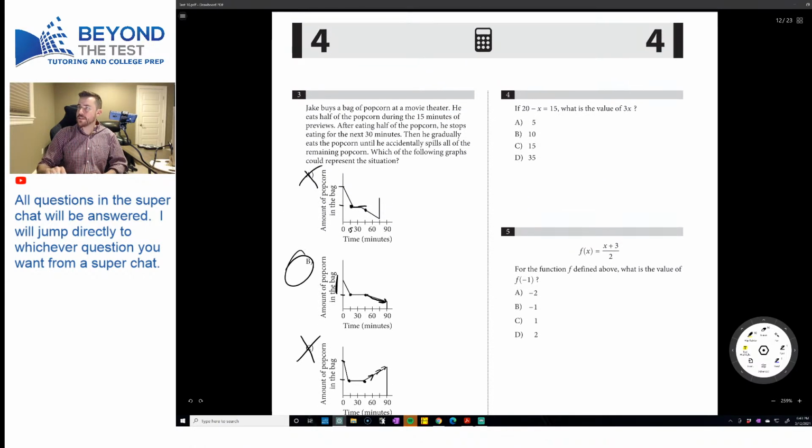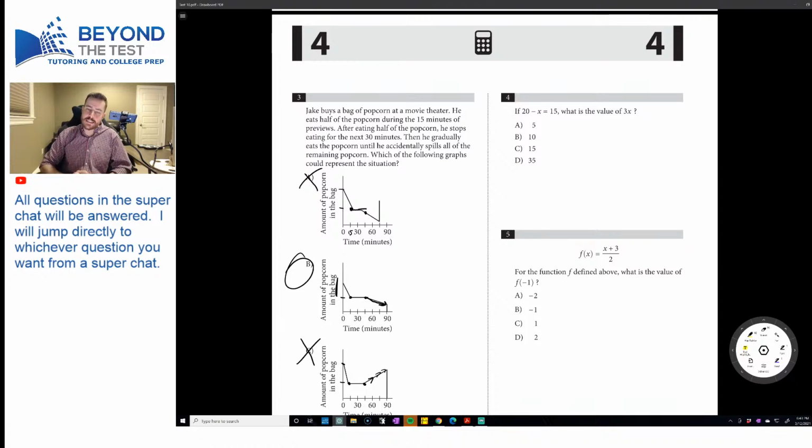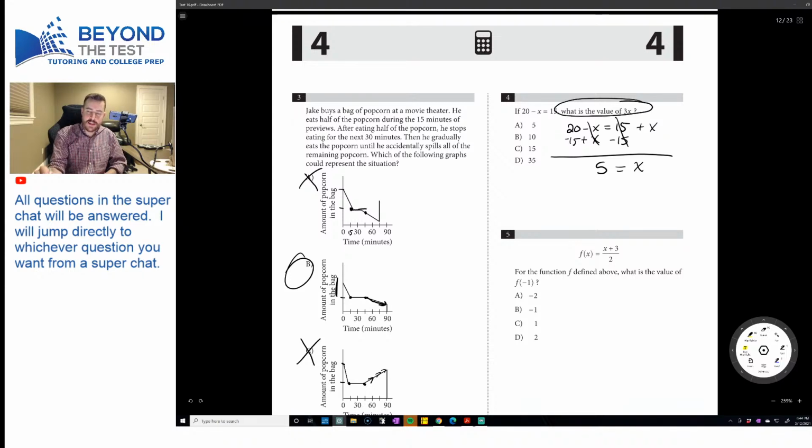All right, moving on. We have question 4 here. It says, if 20 minus x is equal to 15, what is the value of 3x? So we're just going to go ahead and solve this here. So 20 minus x is equal to 15. Let's add the x to the other side, and then subtract the 15 here, and we'll get that x is equal to 5. Now, don't fall for the trap. Do not select choice A here. A lot of people fall for that. Look at the question. What is 3x? So I have to multiply both sides by 3 to get that 3x is equal to 15, which is why we're looking at choice C here.